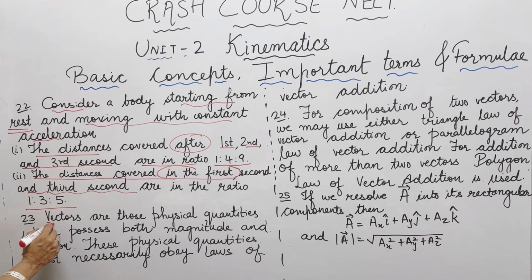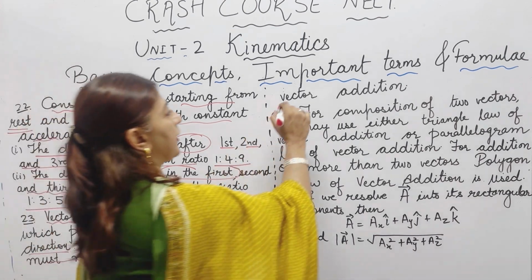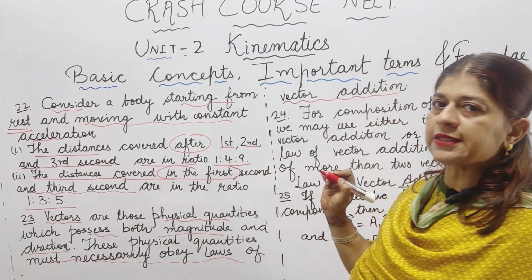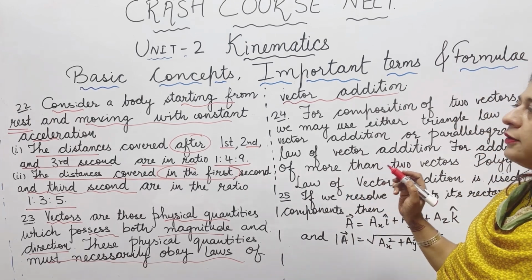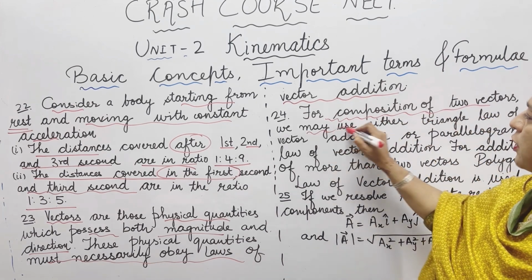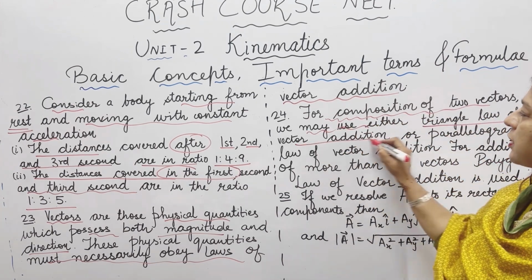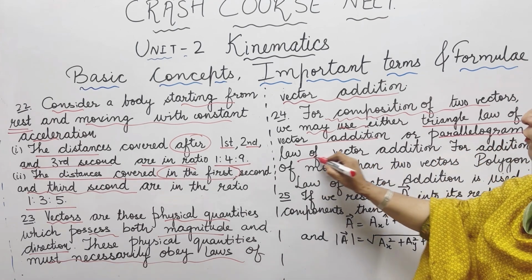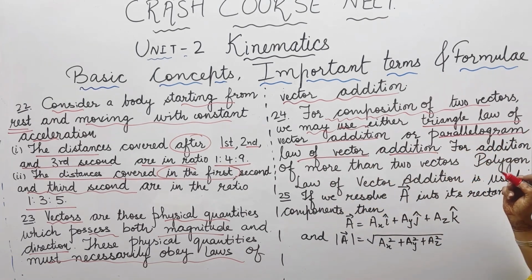The next is about vectors. These are the physical quantities that possess both magnitude and direction. But it is a must condition that vectors are those which obey the laws of vector addition. You can't simply add vectors just like numbers. They will be added by the vector addition laws. For composition of two vectors, we may use either the triangle law of vector addition or the parallelogram law of vector addition. If there are more than two vectors, then the polygon law of vector addition is to be used.